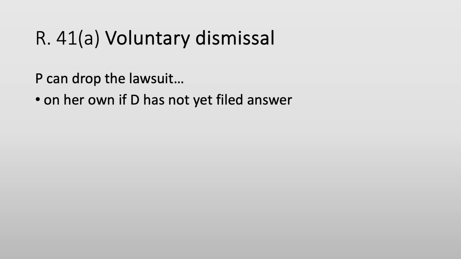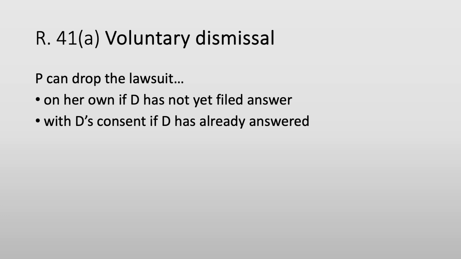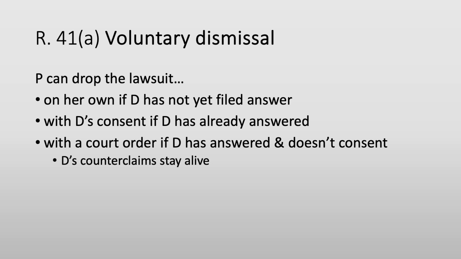Voluntary dismissal under Rule 41 allows the plaintiff to drop the lawsuit all by themselves if the defendant has not yet responded, or with the defendant's agreement if the defendant has already responded. Now, if the defendant has already responded and does not agree to dropping the lawsuit, the plaintiff can still convince the court that that's the best course of action. If that happens, though, then the defendant's counterclaims stay alive.